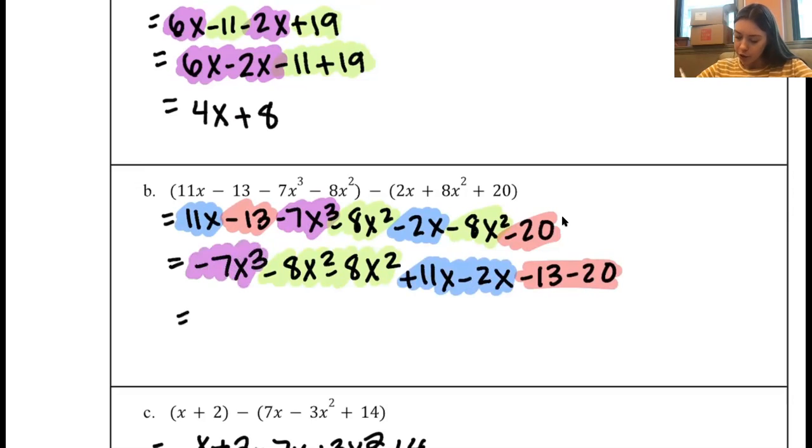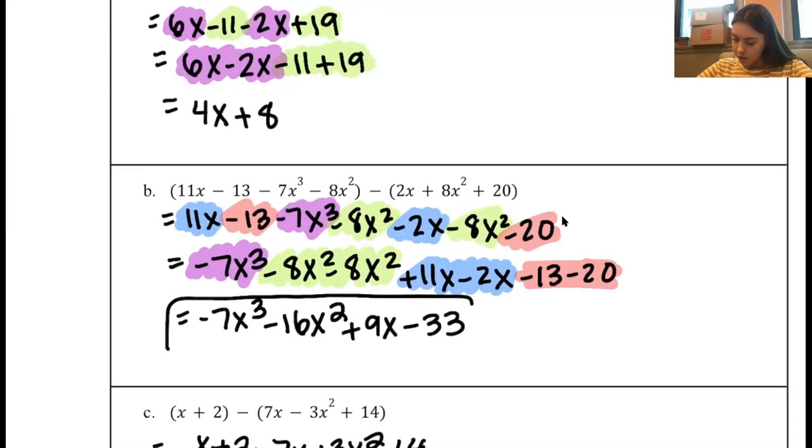Okay, negative 7x cubed just stays how it is. Negative 8x squared minus 8x squared is negative 16x squared. 11x minus 2x is 9x. And then negative 13 minus 20 is negative 33. That is our answer for this one. So in the end, we have a polynomial with 4 terms that is a cubic.